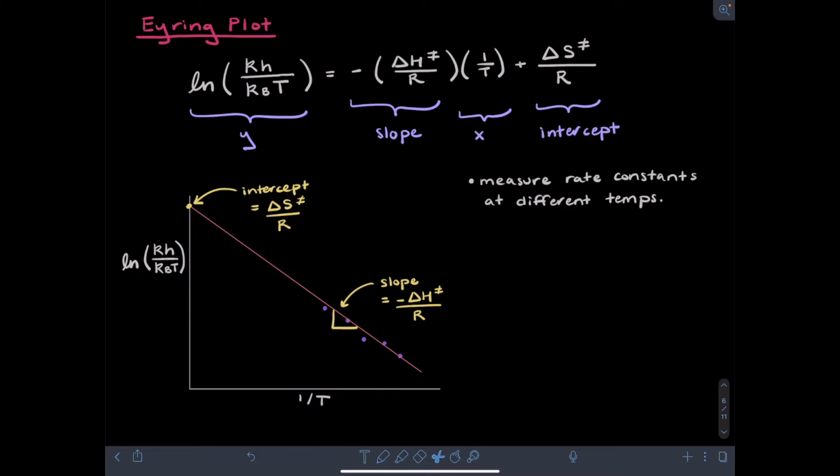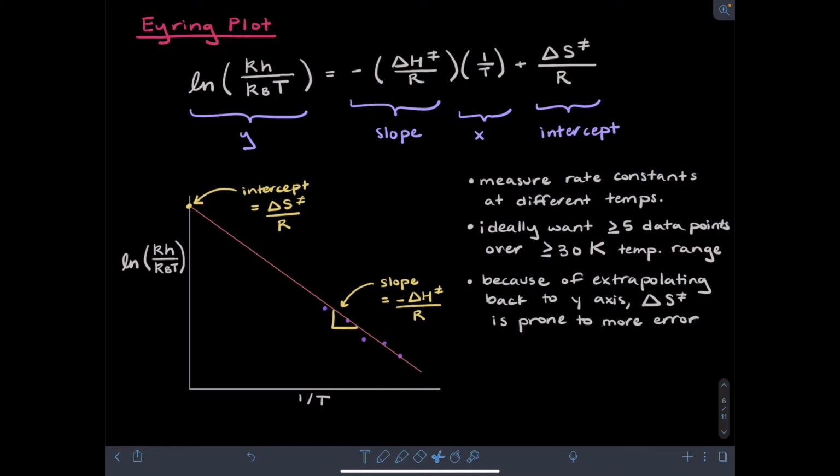You would get the data for this plot by measuring rate constants in the lab at different temperatures. You would look for the appearance of product or the disappearance of starting material by spectroscopy like NMR or IR. You want at least 5 data points ideally, and you want at least a 30 degree Kelvin temperature range. Similar to the Van 't Hoff plot as well, because you're extrapolating all the way back to the y-axis to get your entropy term, this term is more error-prone than the enthalpy term.